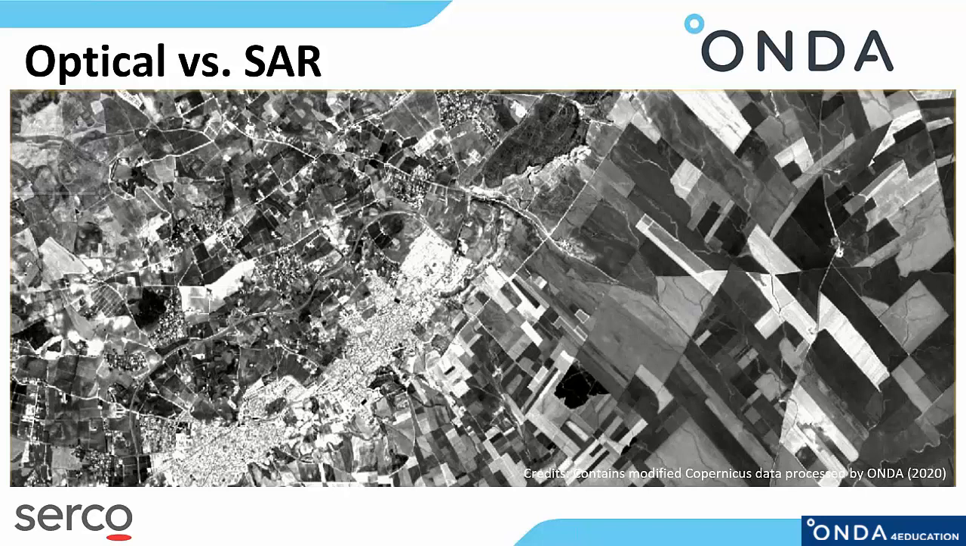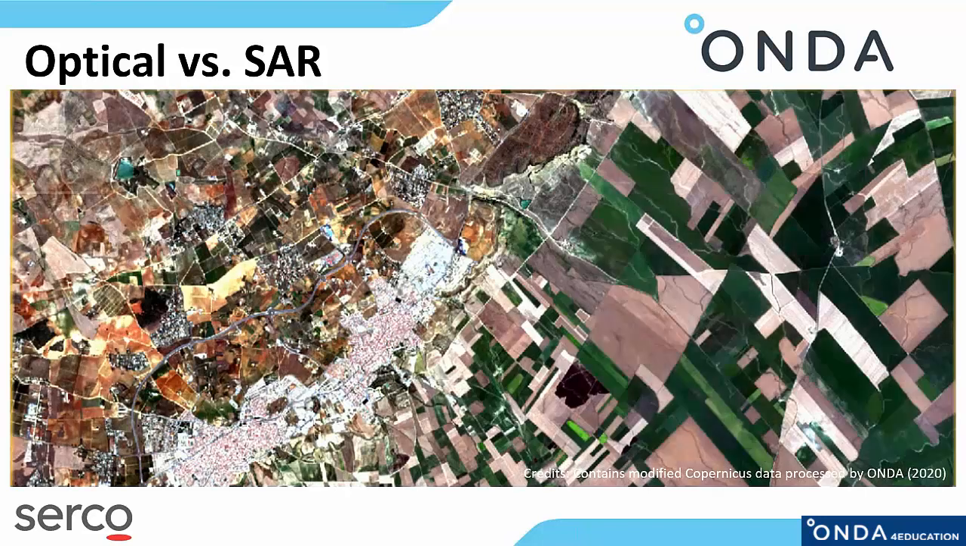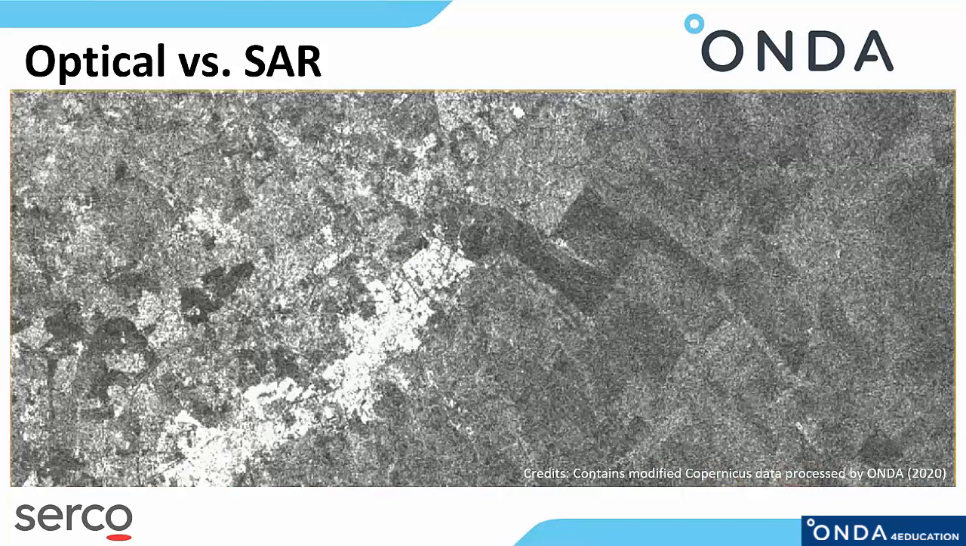If we do a simple RGB composition, this gives you the ability to differentiate even more things, and it's very easy. Visually, you see everything. However, if we look at the same area with radar, this is how it looks. So you see, it is completely different. You cannot use the same concepts to analyze a SAR image versus an optical image.